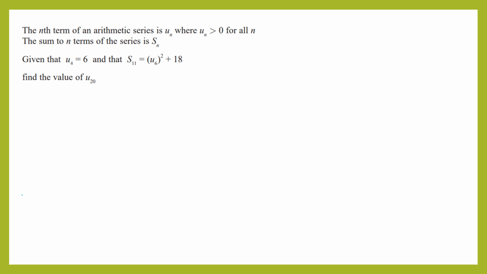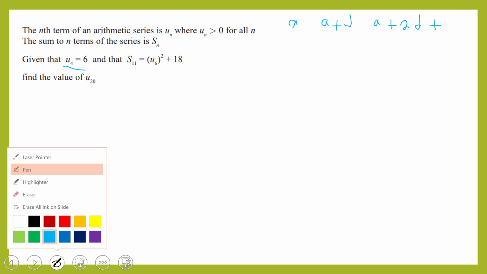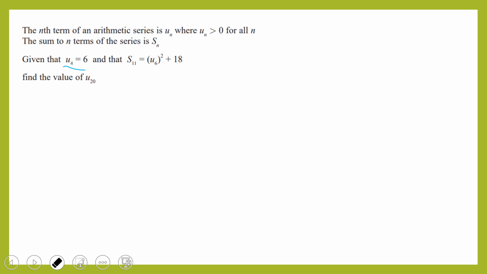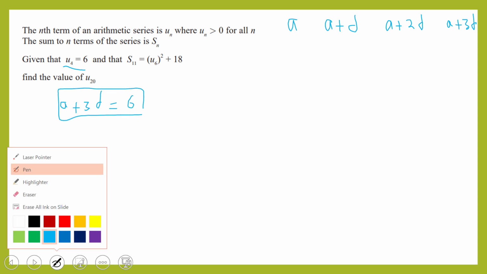So as I mentioned, in the arithmetic sequence the pattern goes as a, then a plus d, then a plus 2d, then a plus 3d. So the fourth term, u4, is a plus 3d, which equals 6. This is the equation that we will use in the coming points.